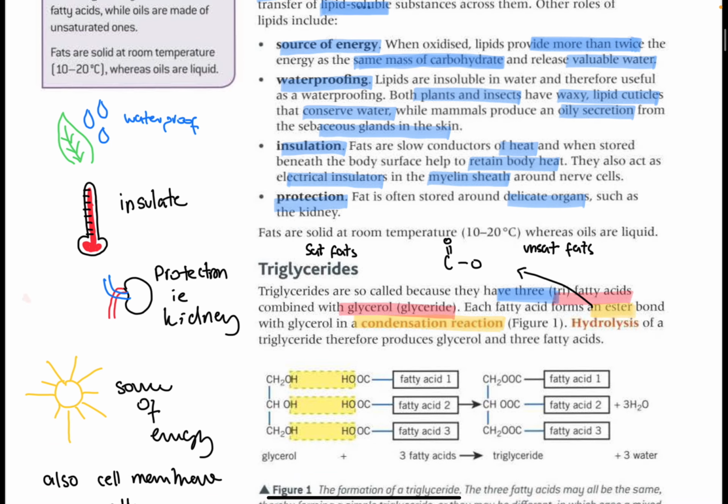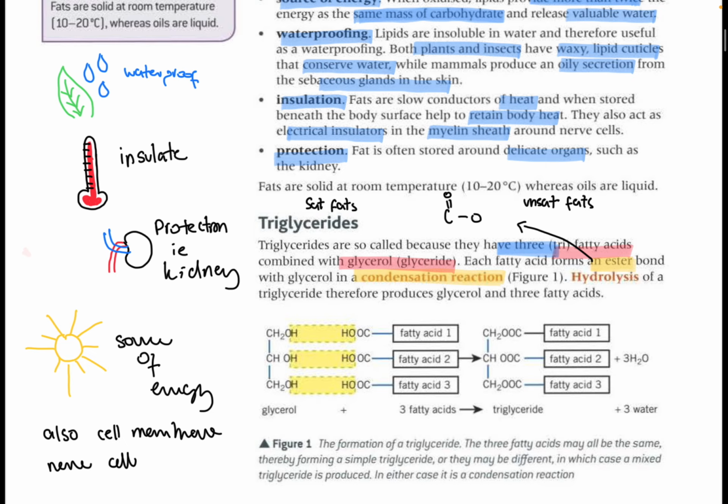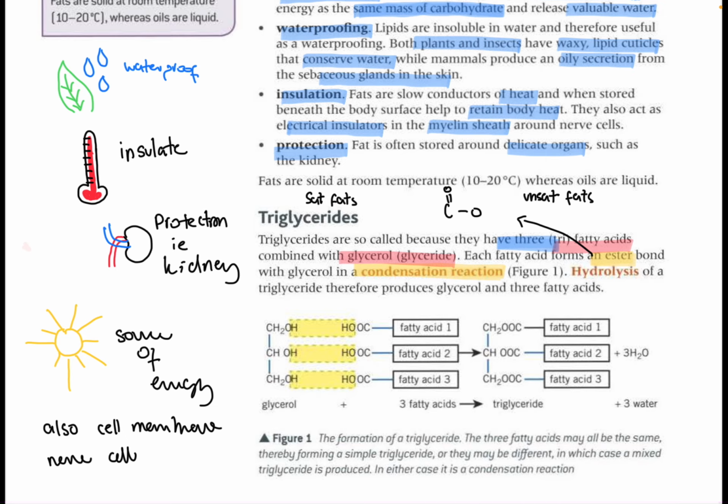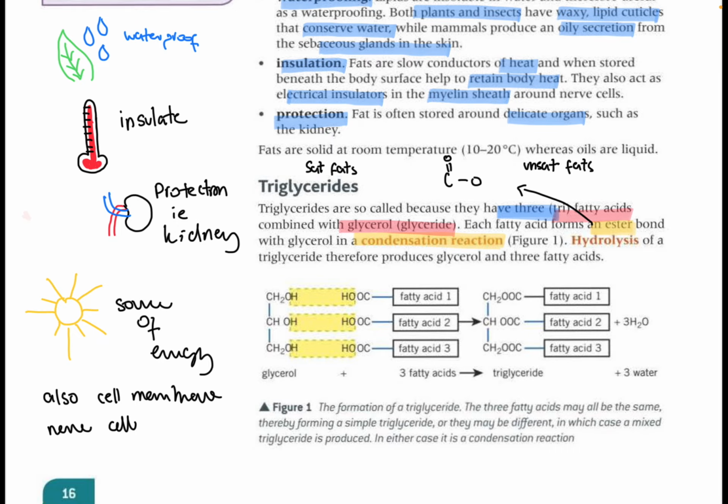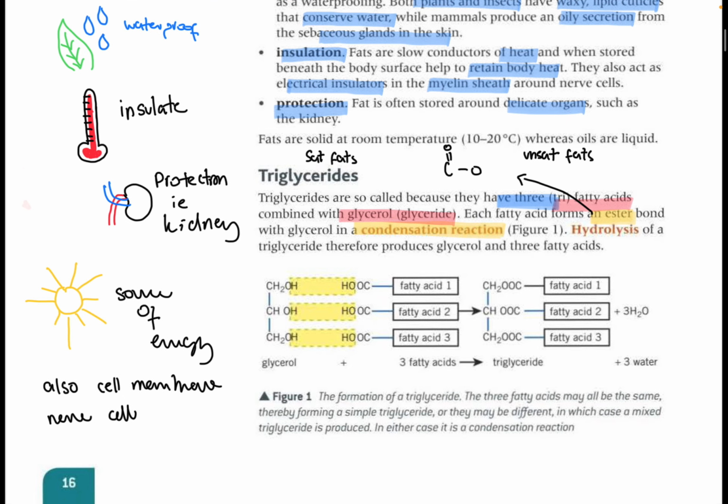Insulation. Now, I feel like this is pretty straightforward. Insulation just essentially means to keep you warm and to retain the body heat. So a lot of fat stores are found in the skin, so that when it's a little bit cold, you don't feel too cold and your body temperature is regulated. Lastly is protection. Fat is stored around delicate organs, so maybe like the kidneys, and this just ensures that those specific organs don't get damaged. They are cushioned, they're protected.